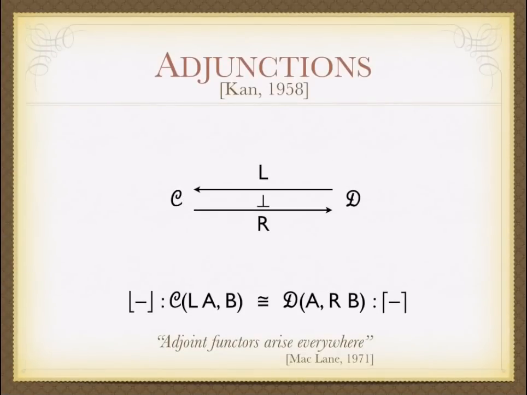Well, let me take you back further into history to 1958, where Kan introduced the notion of an adjunction. An adjunction is a relationship between two categories, given by a pair of functors L and R. Perhaps the simplest definition is this equation, which simply says that the morphisms or arrows in C, from LA to B, are isomorphic to the morphisms in D from A to RB. In essence, we can transform a function with the structure given by L on its input into a function with structure given by R in its output. Mac Lane famously said that adjoint functors arise everywhere, and we'll see that this applies equally to our recursion schemes.